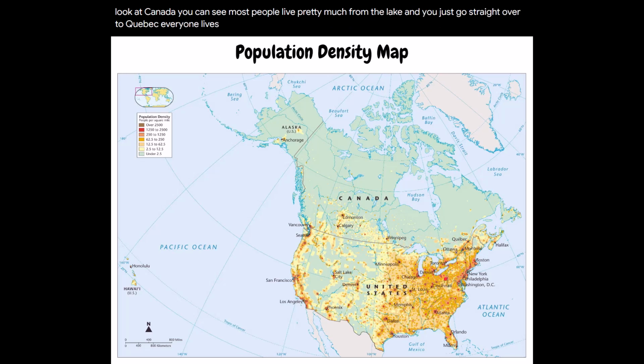Everyone lives below there. So that was a quick rundown on the maps we'll be using throughout the rest of this semester. There's no notes that go with this, so don't worry too much about that.